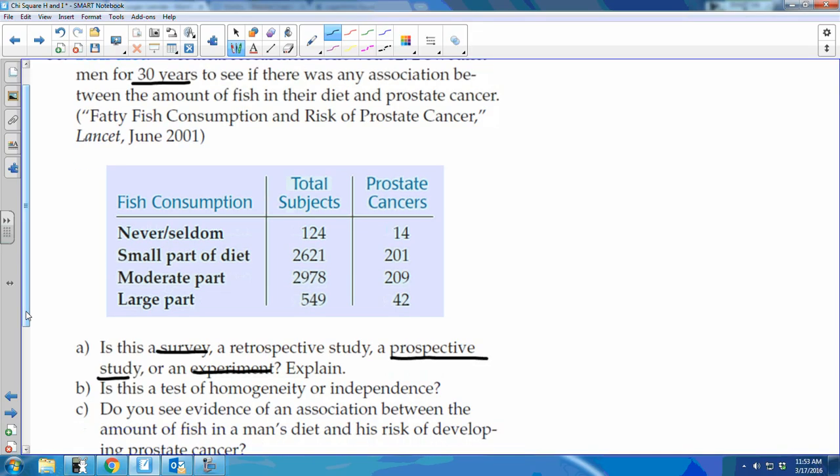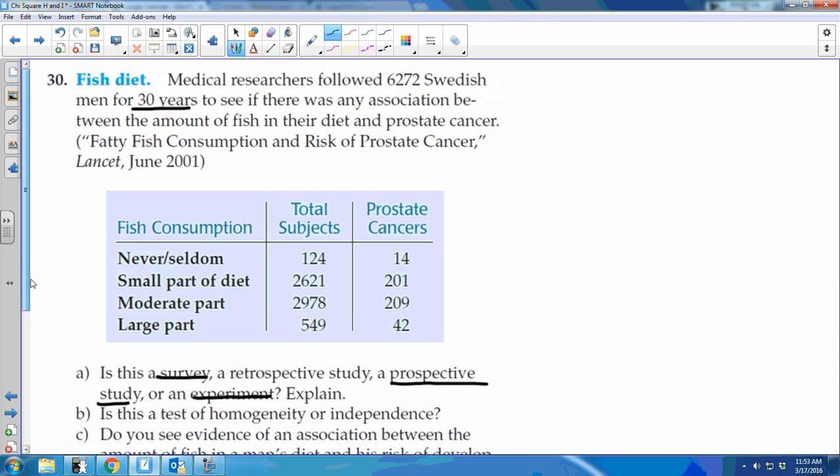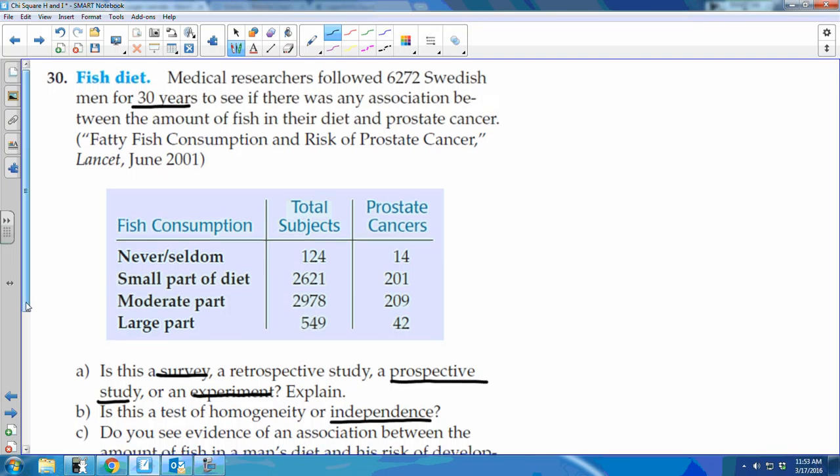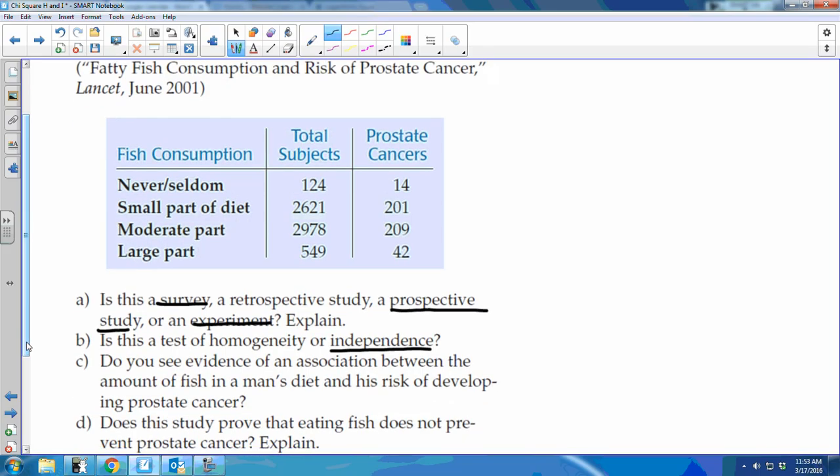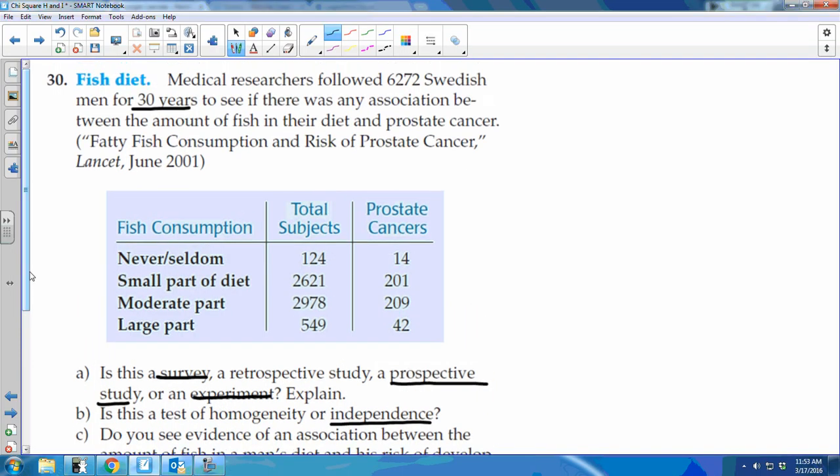All right. Is this a test of homogeneity or independence? I gave you that answer a few seconds ago when I talked about this problem. But if you look at the setup, how many samples were there? Was there one or two samples then? One. They just followed this one group of people. So one group of people would indicate independence anyway. Right? Oh, I didn't hear you say what. I'm sorry. So C says, do you see evidence of an association between the amount of fish in a man's diet and his risk of developing prostate cancer? So we know it's a test of independence, so we have to write some hypotheses.